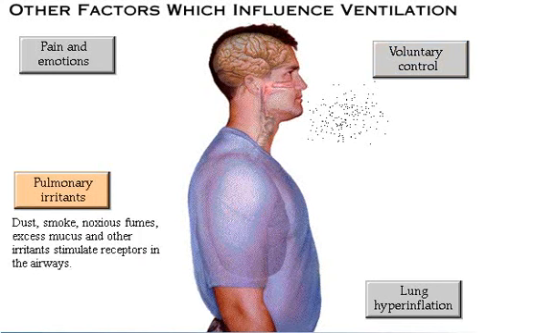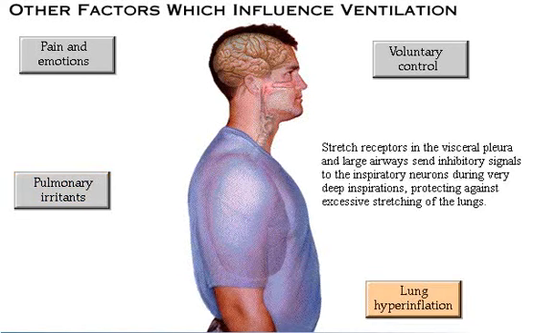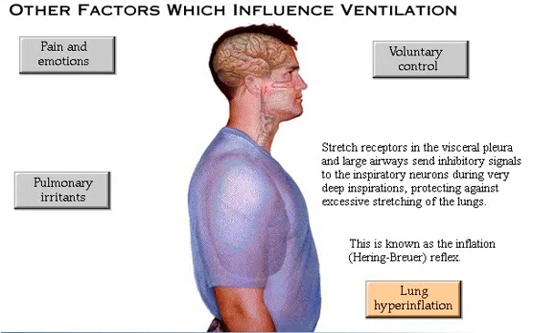Dust, smoke, noxious fumes, excess mucus, and other irritants stimulate receptors in the airways. This initiates protective reflexes such as coughing and sneezing, which forcibly remove the irritants from the airway. Stretch receptors in the visceral pleura and large airways send inhibitory signals to the inspiratory neurons during very deep inspirations, protecting against excessive stretching of the lungs. This is known as the inflation or Hering-Breuer reflex.